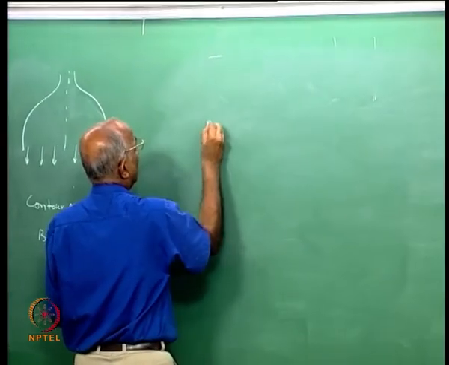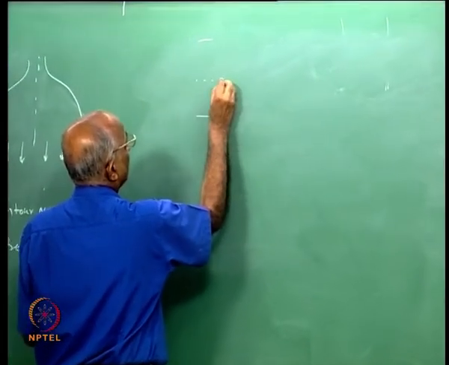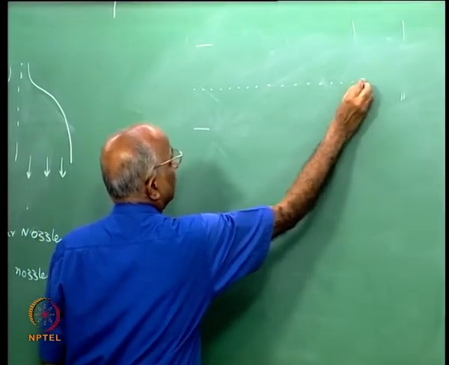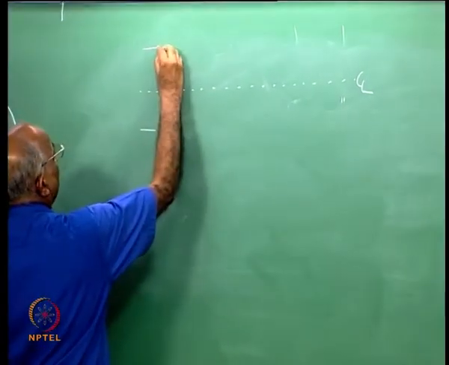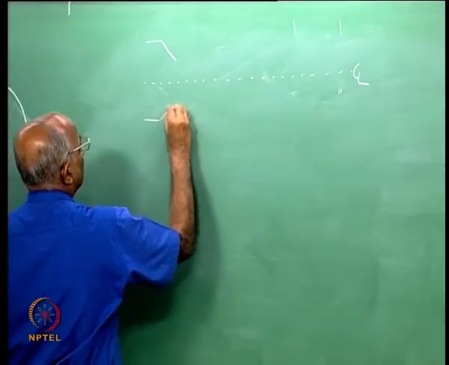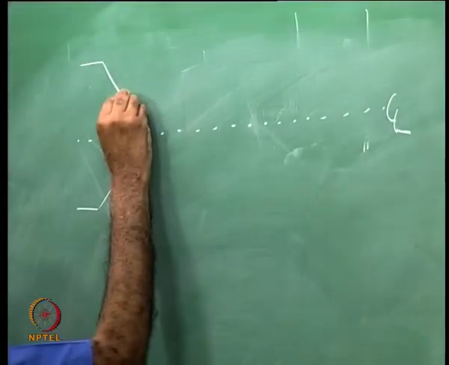Let's do that. Chamber, center line, we have the nozzle convergent, I have a conical nozzle.